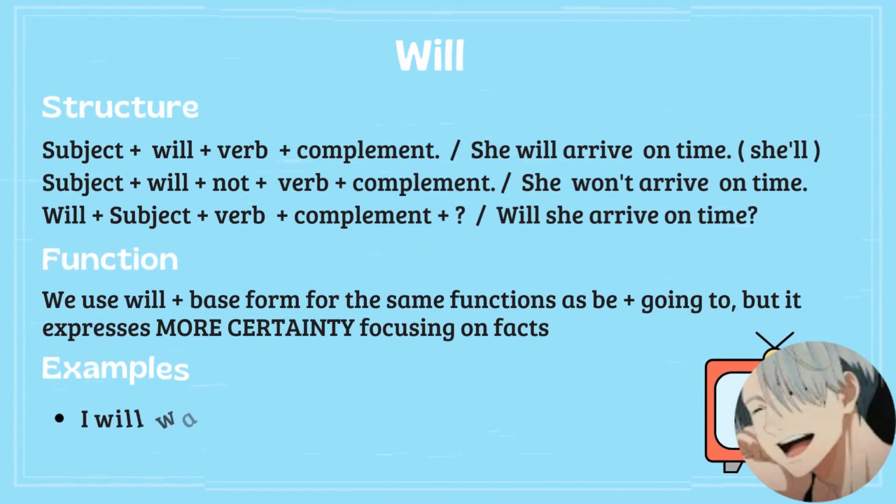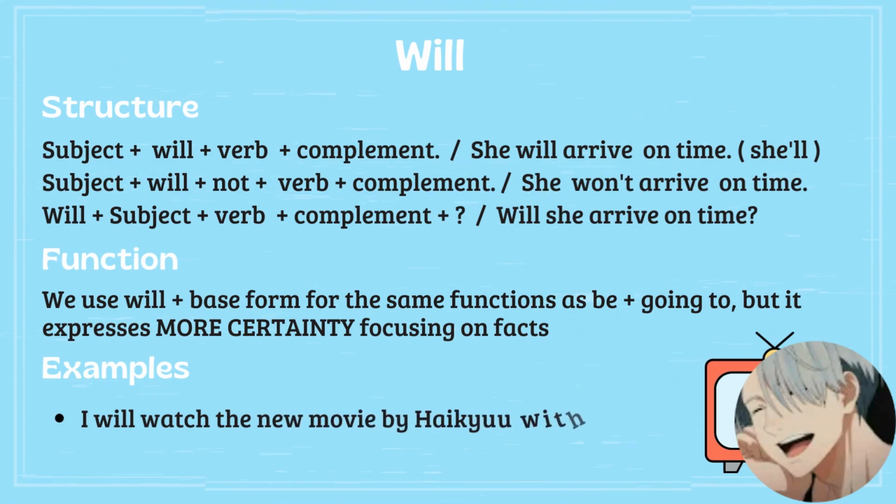The modal verb will, structure. For the affirmative form, we use subject, will, verb, and complement. Example: she will arrive on time. The contracted form is 'll. For the negative form, we use subject, will, not, then the verb, and finally the complement. Example: she won't arrive on time.